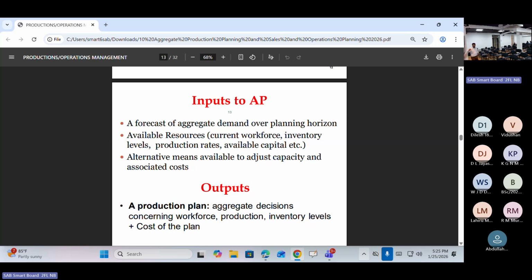And considering that in the production plan, we specify these three things: production rate, workforce level, and inventory levels, and accordingly, the cost of the plan. So that is the output of production plan. So with some examples, we will identify what are the different approaches available for production planning and how to do the calculations and all, and accordingly specify the production decisions.